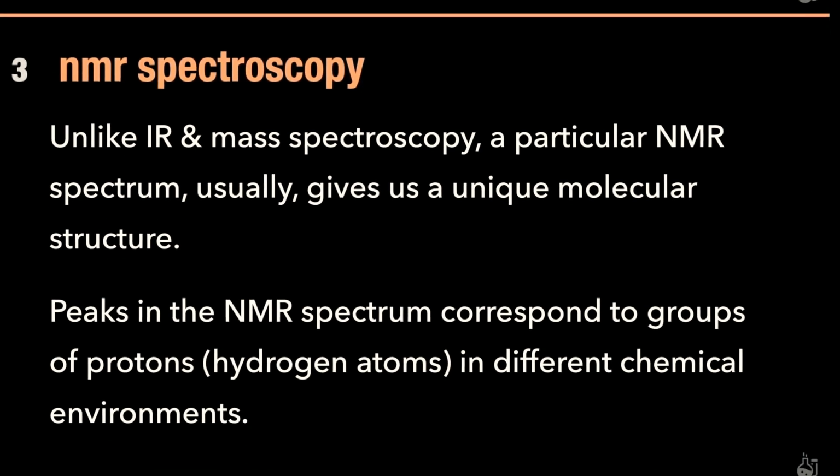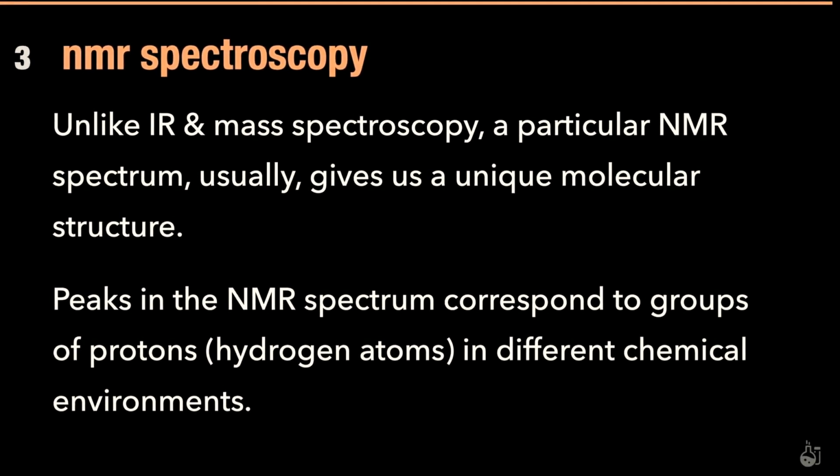Unlike mass spec and IR, because we will do mass spec in a bit after this chapter, a particular NMR spectrum will give the whole unique molecular structure of the molecule. Yes, it gets more complicated when you get 20, 30 carbon atoms, but we won't be going there. You will be looking at the basics, which involve fewer carbon atoms.